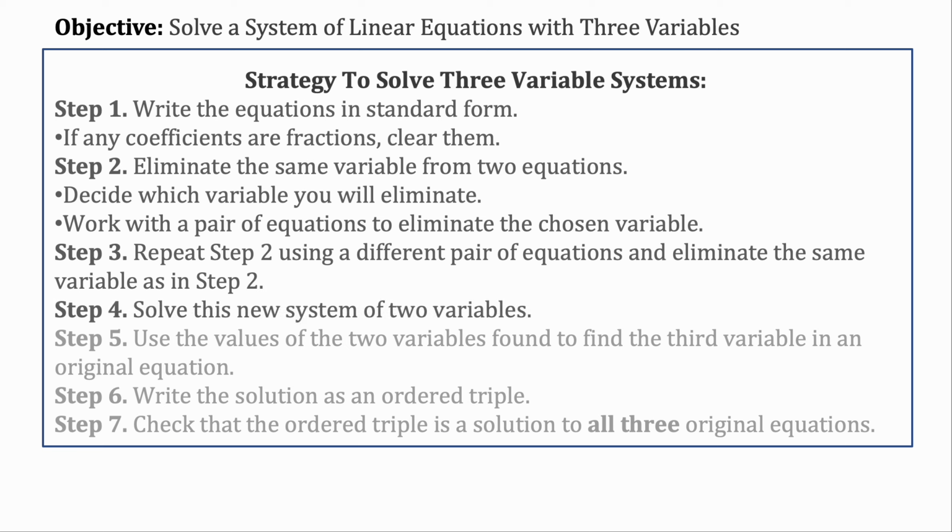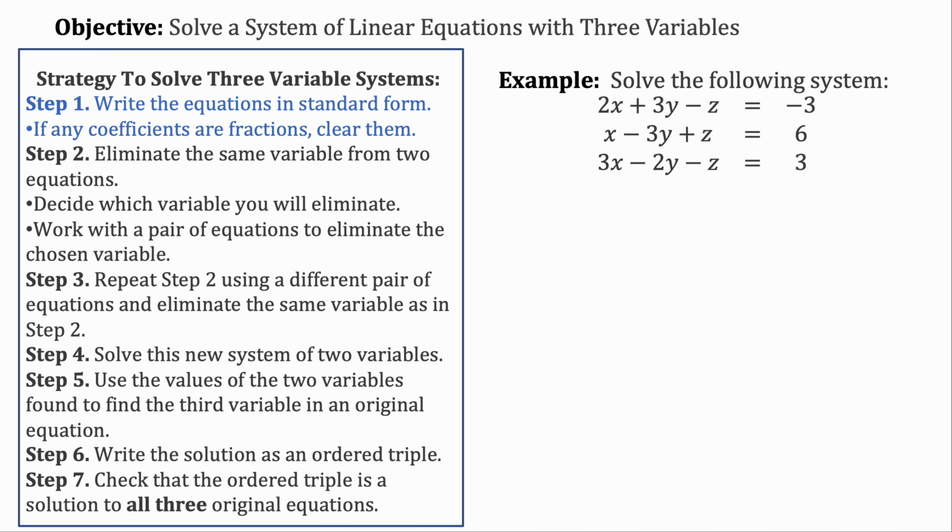We'll solve this new system that will have 2 variables, and then we'll use those 2 variables to find the third. Now, the solution will be an ordered triple. We're used to that x, y ordered pair. This will be an x, y, z, so it'll be an ordered triple. And then we can check these in all of the 3 original equations to tell us whether or not it is correct. So let's break it down with a problem, and we'll go step by step.